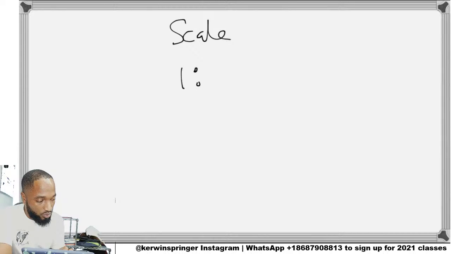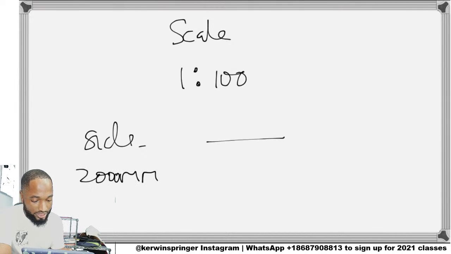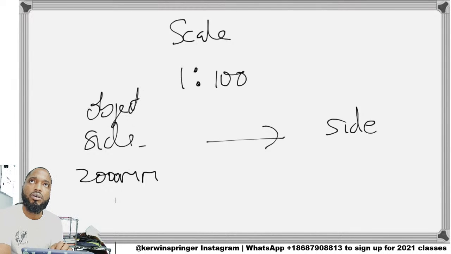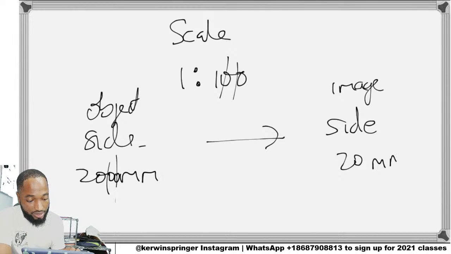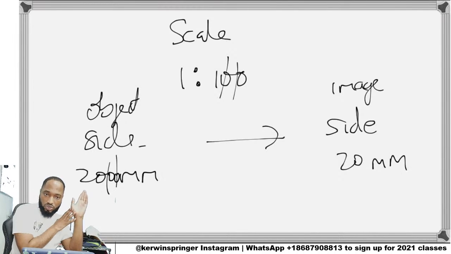Alright, you need to know your scales. If they give you a scale of 1 to 100, and they tell you the side on the object is 2000 millimeters, what would be the side on the image? Object, image, divide. So the side on the image will be 20 millimeters. If they give you the object side, using the scale, you divide.